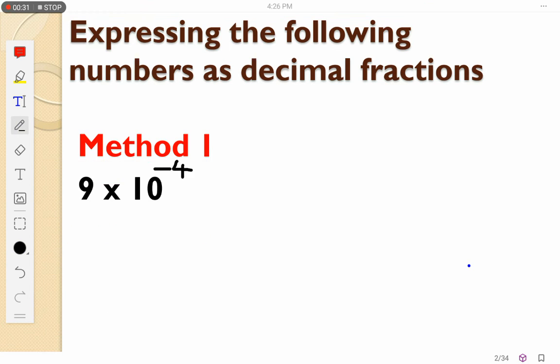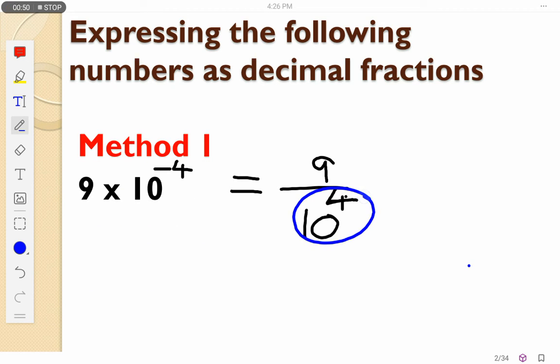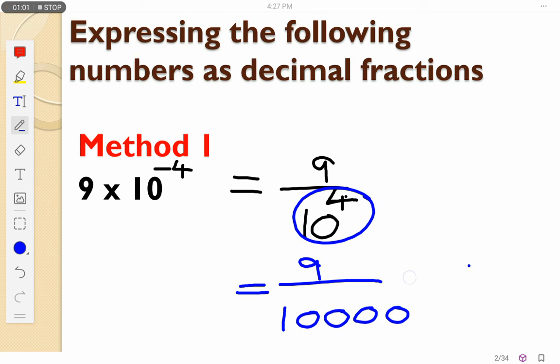That number 9 times 10 to the power of minus 4. If we want to rewrite this number, it is the same as 9 over 10 to the power of 4. So this 10 to the power of 4, we can write in simpler form and have it as 9 over 1, 2, 3, 4 zeros. We count the 4, the power to which we are raising our 10. That's the number of zeros that we have.